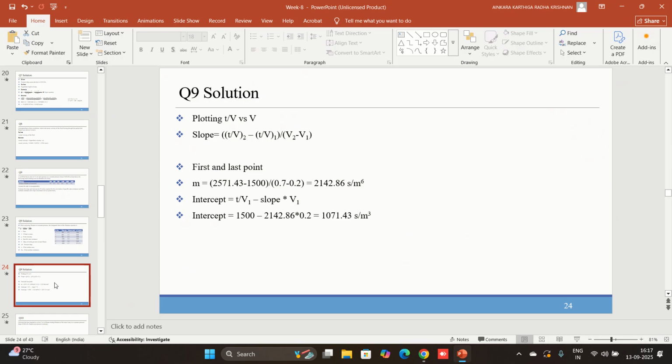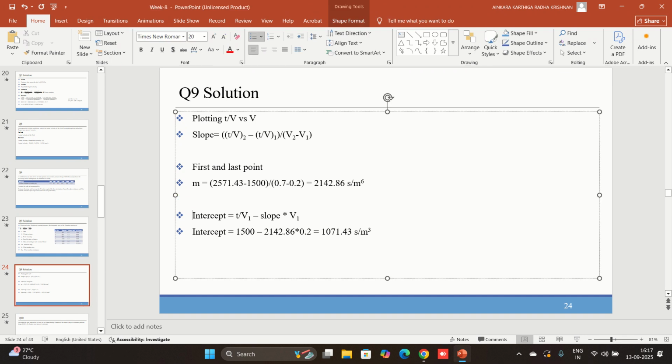2571.43 minus 1500 divided by 0.5, that is 2142.86 seconds per meter power 6. Now how do we calculate the intercept? For the intercept we can calculate it using y equal to mx plus c. So c is equal to y minus mx.